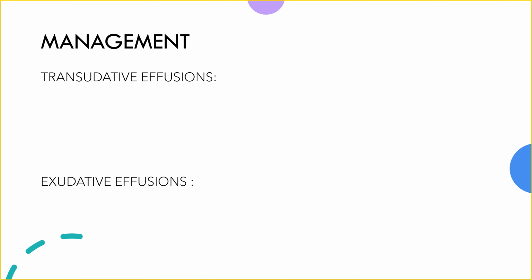So for the transudative effusions, we usually manage them by treating the underlying cause. For example, if the patient is having a heart failure, we will optimize their medications. If they are having renal failure or liver failure, we will treat that and put the patient on fluid restriction.